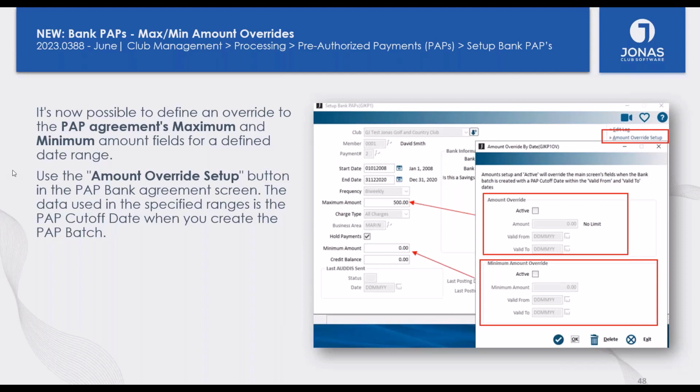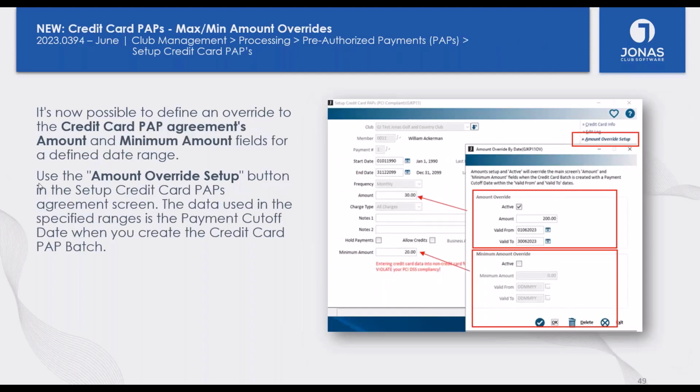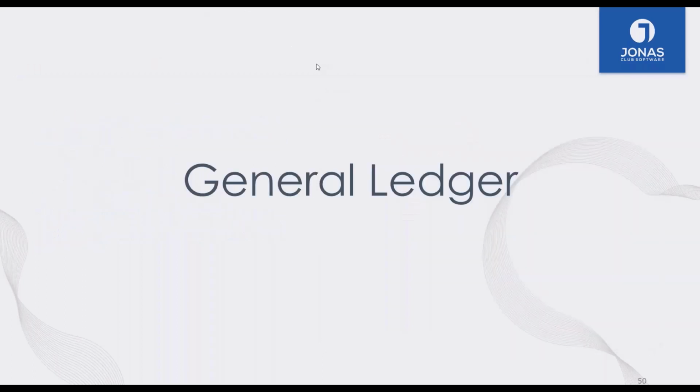And then next, we also did that same exact enhancement for credit card PAPs as well. So the same exact option, you'll just have this under the credit card option. So that brings us into general ledger. For this option, I'm going to hand it off to Nolan, and he's going to take you through the next few slides.